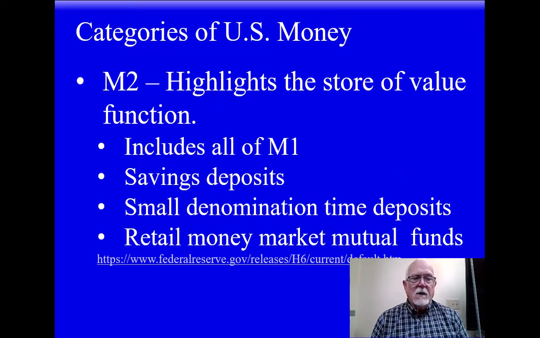Then we look at a little broader measure of money, and that's M2. It highlights that store of value function, but it does include all of M1, and then it brings in things that are not quite as liquid, like savings deposits and small denomination time deposits. That's CDs. By small denomination, that's CDs of less than $100,000 in amount. And we've got some other things like money market mutual funds that are in there.